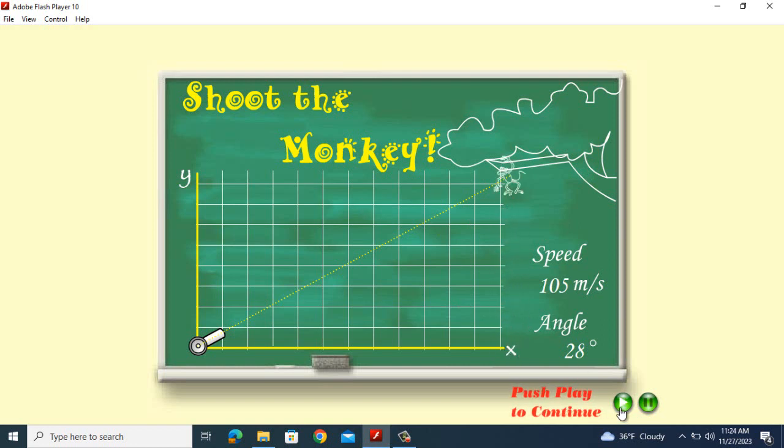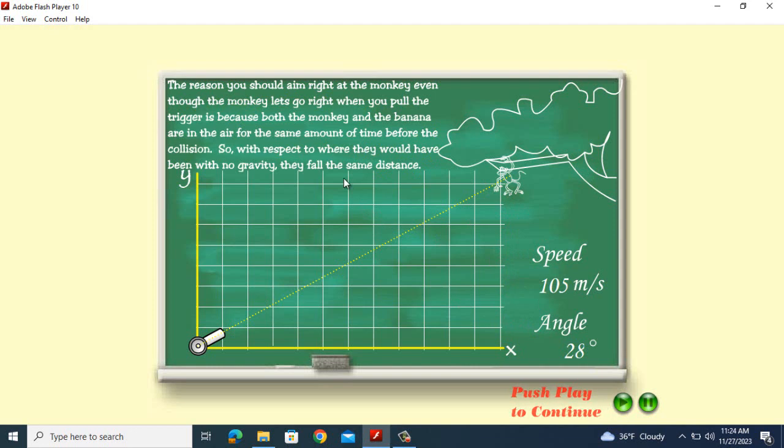So, next slide, we have a question. It explains the reason. The reason you should aim right at the monkey, even though the monkey lets go right when you pull the trigger, is because both the monkey and the banana are in the air for the same amount of time before the collision. So, with respect to where they would have been with no gravity, they fall the same distance.